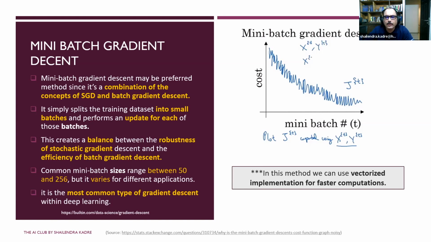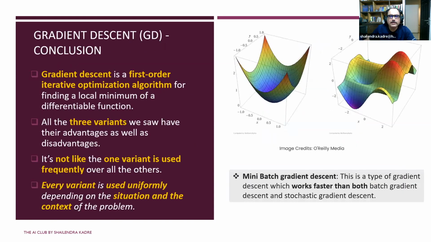Okay, so it combines the advantages of gradient descent and stochastic gradient descent. It combines both advantages, and it is faster also. And most of the vectorized computations and tensor computations which you see in books are done for mini batch gradient descent.